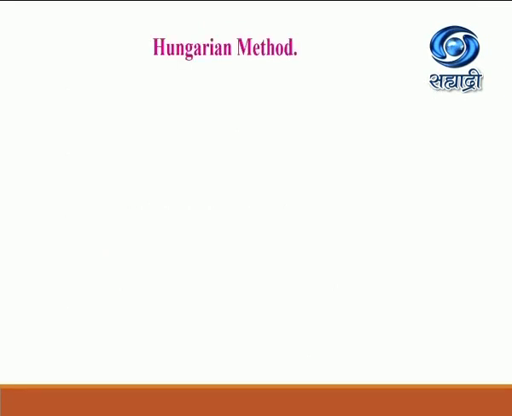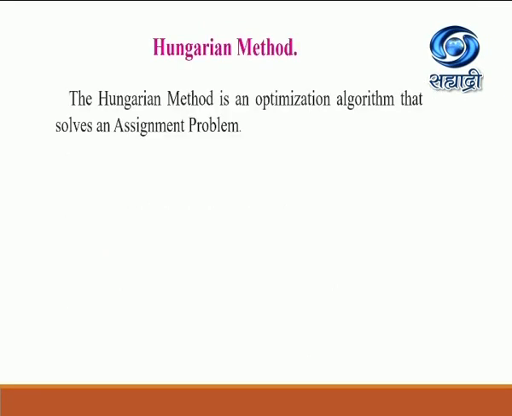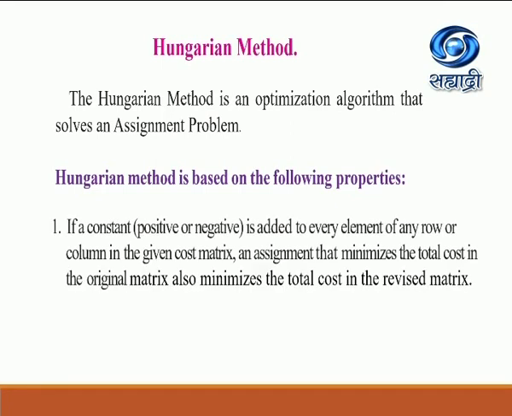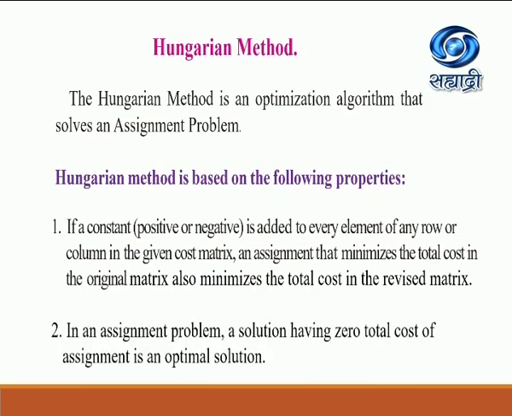For that, students, we use the Hungarian method. The Hungarian method is an optimization algorithm that solves an assignment problem. It is based on the following: any positive or negative number added to every element of any row or column in the given cost matrix. An assignment that minimizes the total cost in the original matrix also minimizes the total cost in the revised matrix. In an assignment problem, a solution having zero total cost of assignment is an optimal solution.